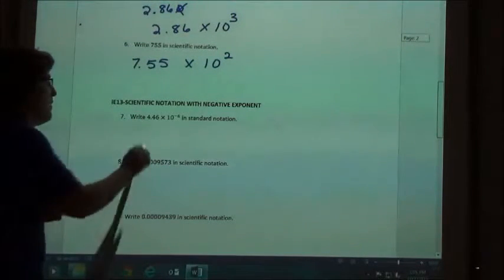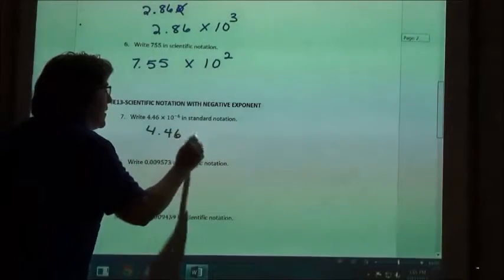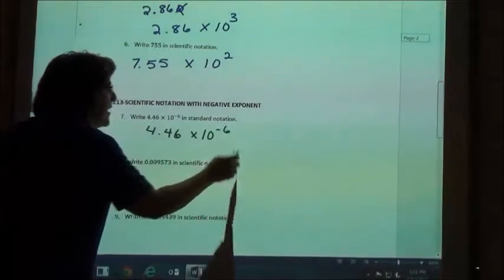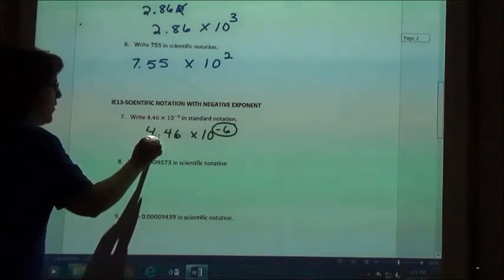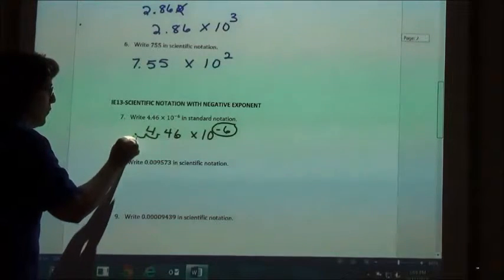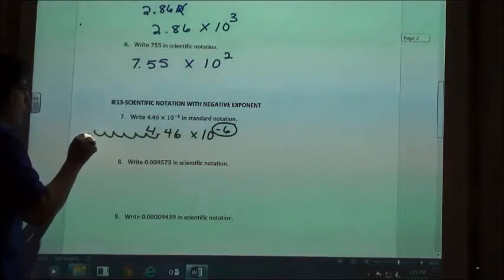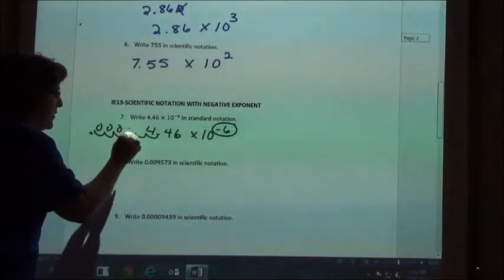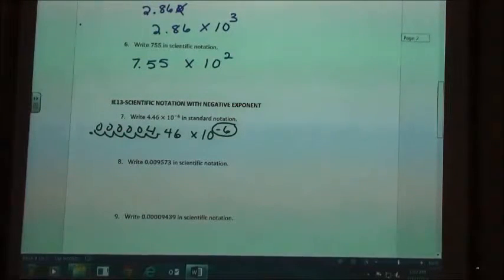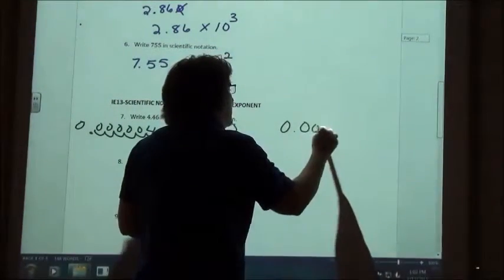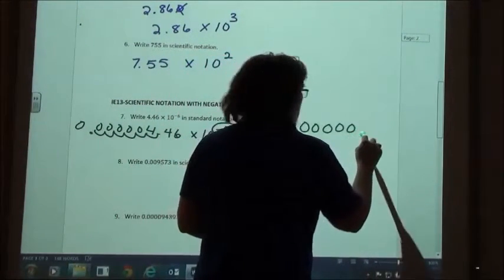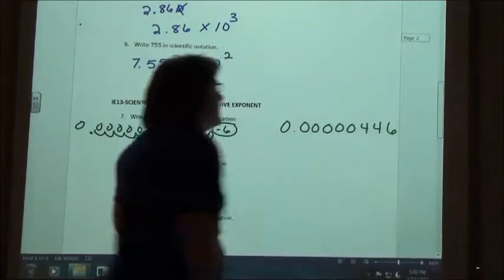So if I have 4.46 times 10 to the negative 6, that means I'm going to move my decimal 6 places backwards. So I'm going to move it once for the 4, and then I've got to go 2, 3, 4, 5 more times, and I'm going to have 5 zeros in front of that 4. Of course, in standard form, we don't leave nothing in front of that decimal, so they're going to stick a 0 there also. So I'm going to have 0.00000446.